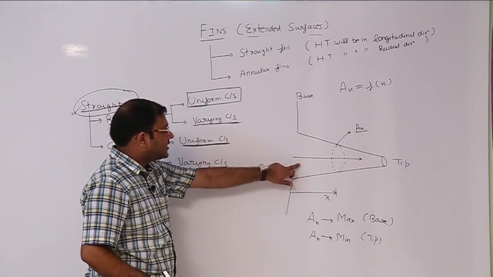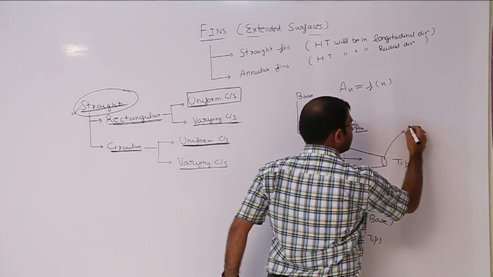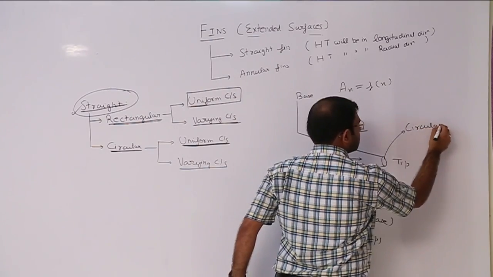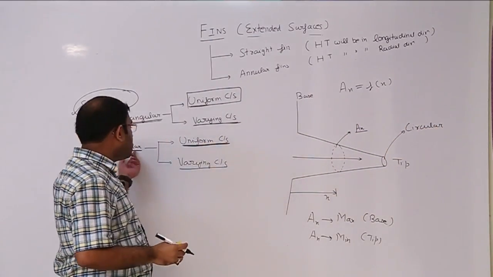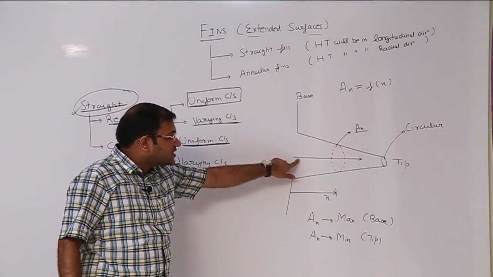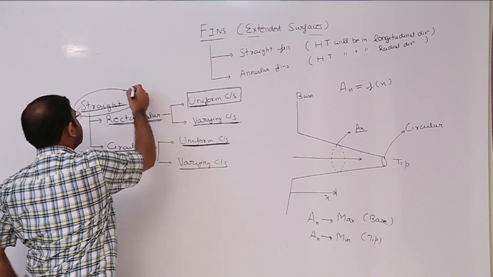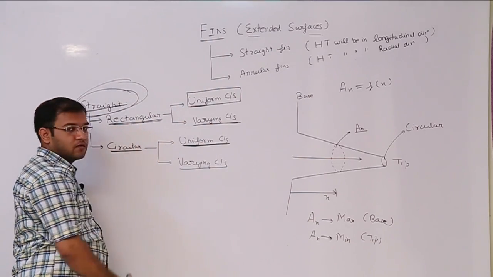This fin is categorized under varying cross section, and the cross section is nothing but your circular. So this is a circular fin with varying cross section, and see the direction of heat transfer is longitudinal. So it is categorized again under straight fins.